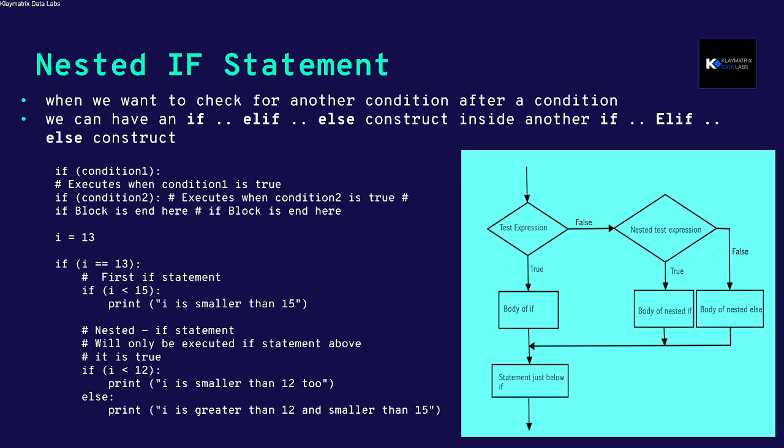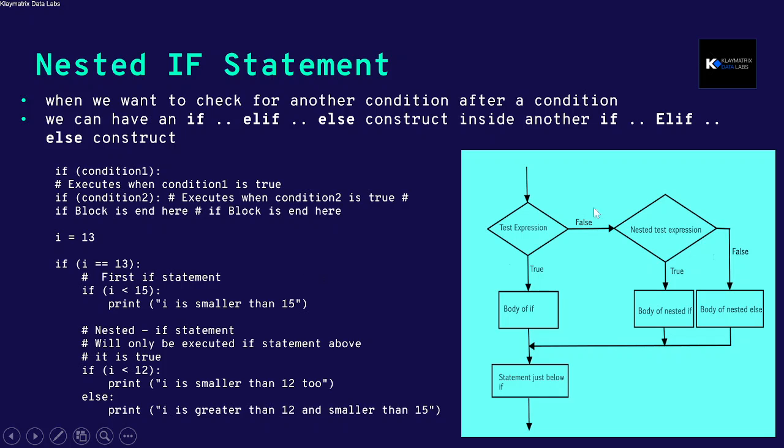Then there is nested if. When we want to check for another condition after a condition is already checked, we use a nested if. We can also have a construct like if, elif, else, and then construct another if, elif, else inside it. So a lot of combinations are possible. Just a simple example: if condition 1, execute this when condition 1 is true, and within this if statement there's another if condition 2, execute when condition 2 is true, and the if block is ending here, and the second if block is ending here, right?